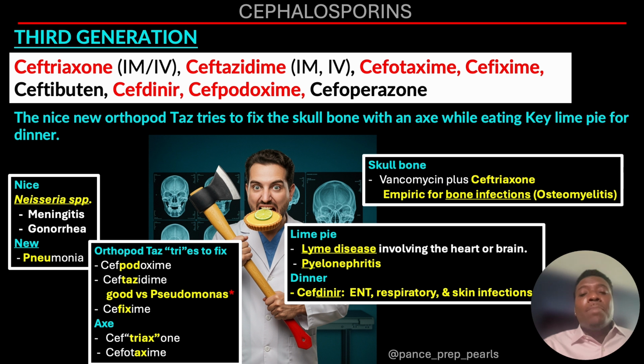The skull bone, again, because they're great for bone infections such as osteomyelitis. The lime is for Lyme disease, again, for the heart or the brain or in pregnancy. The pie is for pyelonephritis, and the dinner is for cefdinir, which is great for ENT, respiratory, and skin infections.